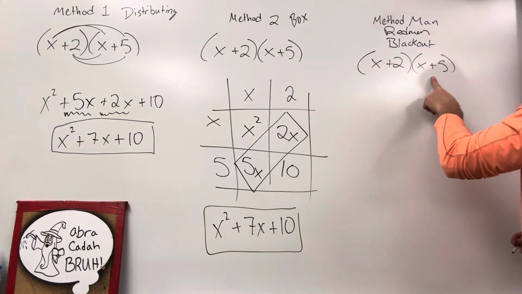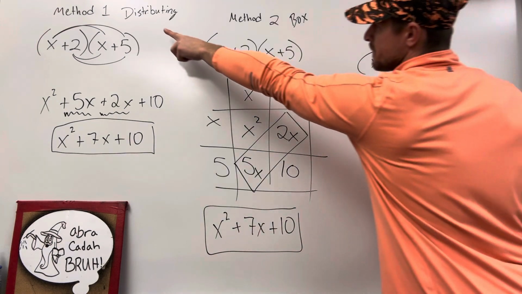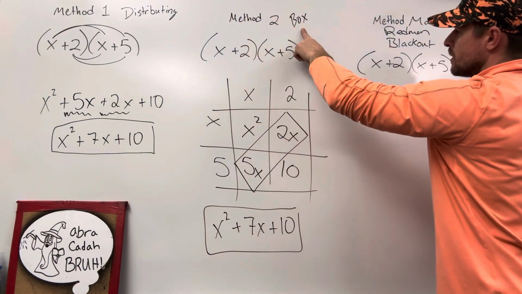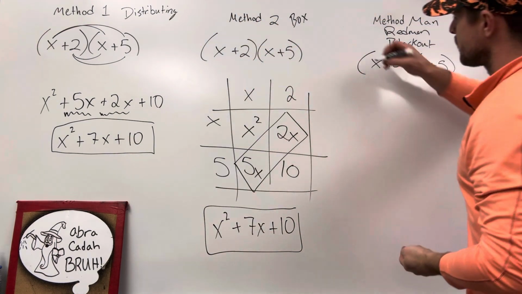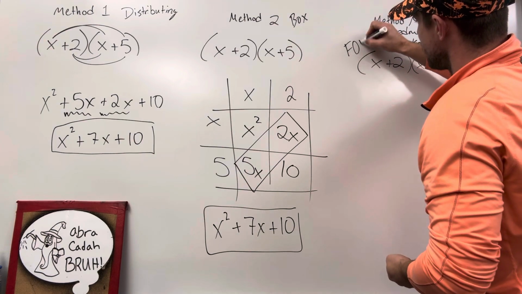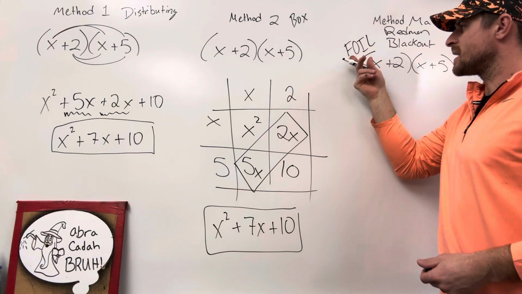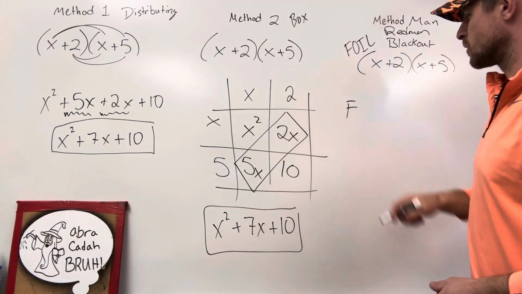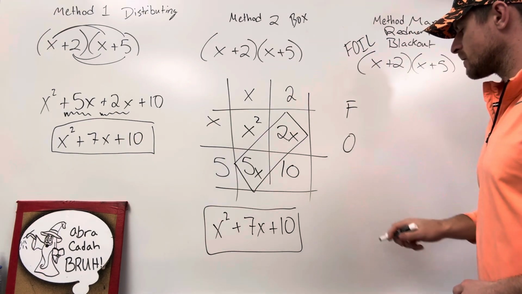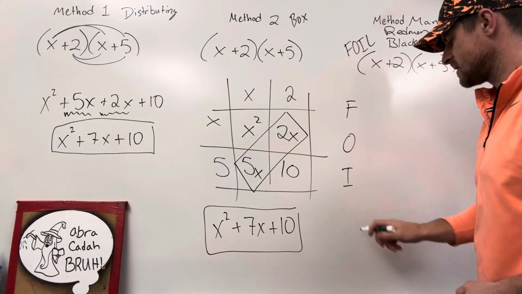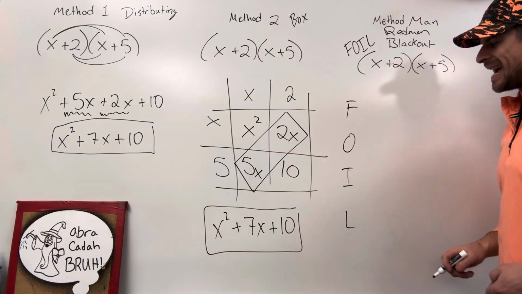Now, if we're multiplying two binomials here and we want to go some other method from distributing or the box method, this is the most popular method taught, especially back in the day. FOIL. We were just taught to FOIL. FOIL is an acronym. F stands for first terms, O stands for outside terms, I stands for inside terms, L stands for your last terms.